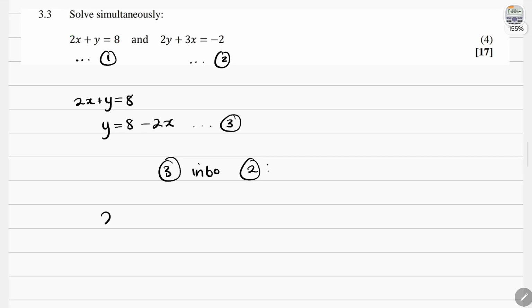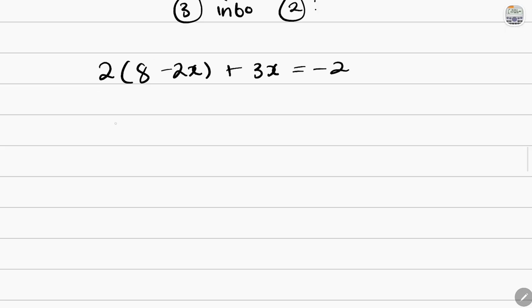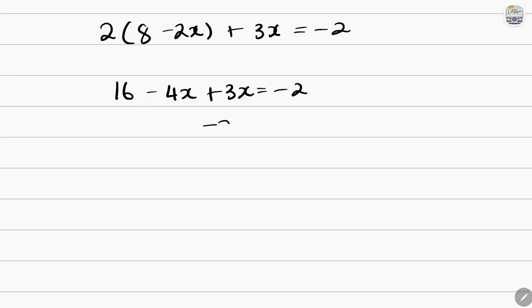Okay, so we're going to take 2y, and in place of y, we would substitute 8 minus 2x. So 8 minus 2x, and then plus 3x is equal to negative 2. And now we can solve for x. So multiply in, this is 16, multiply in, that's minus 4x, plus 3x is equal to minus 2. And these get added to become negative x is equal to, and we have minus 2 here. When 16 comes over, it becomes minus 16. So this is negative 18. And so you can just divide or multiply both hand sides by negative 1. And finally, x is equal to 18.